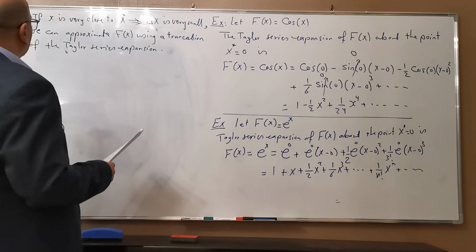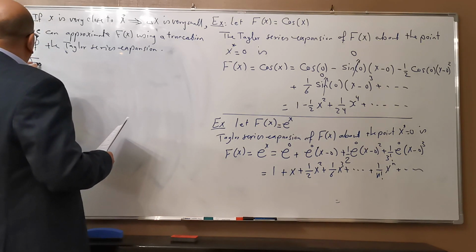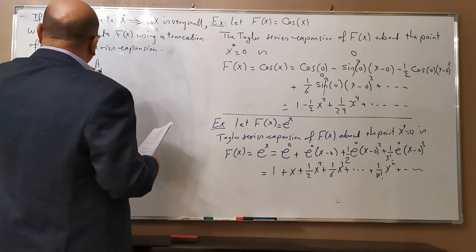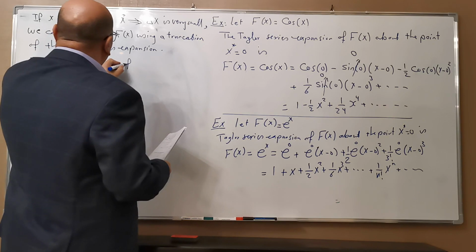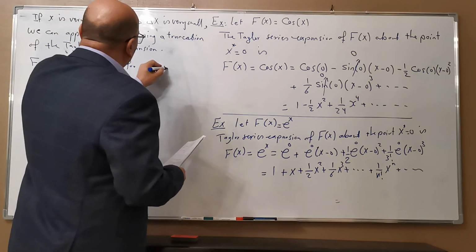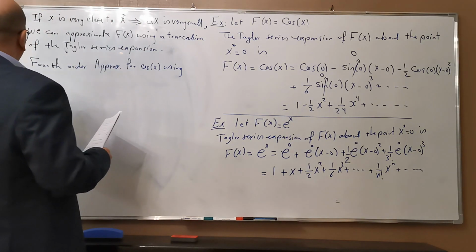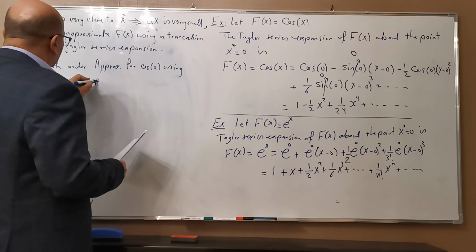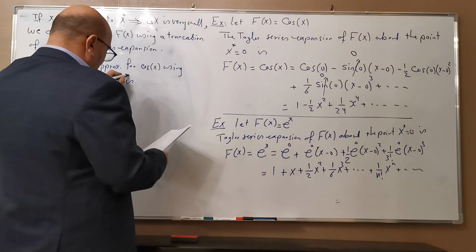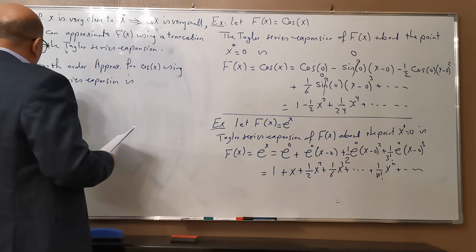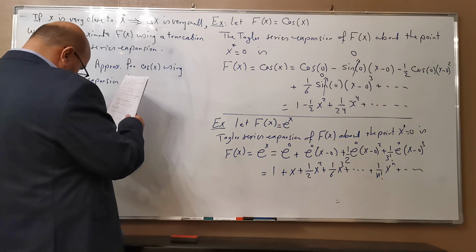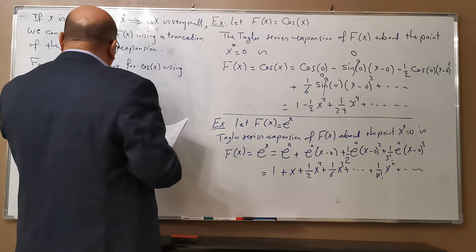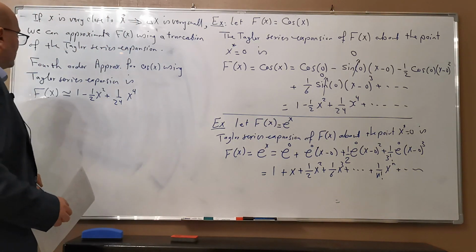Okay, so we can say that our fourth order approximation for cosine of x using Taylor series expansion is f of x is equal to 1 minus 1/2 x squared plus 1 over 24 x to the power 4.